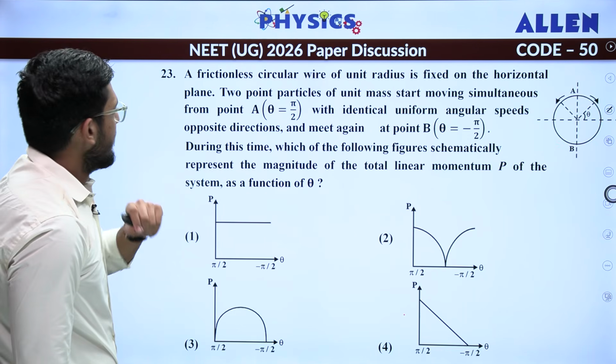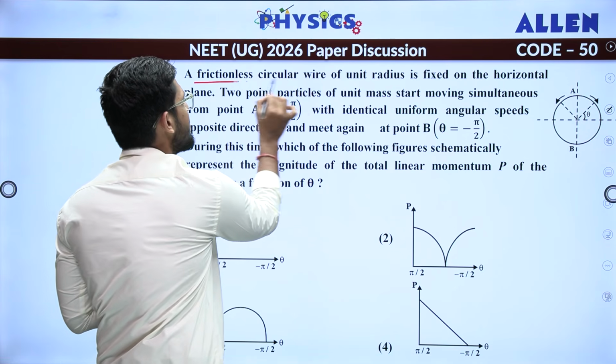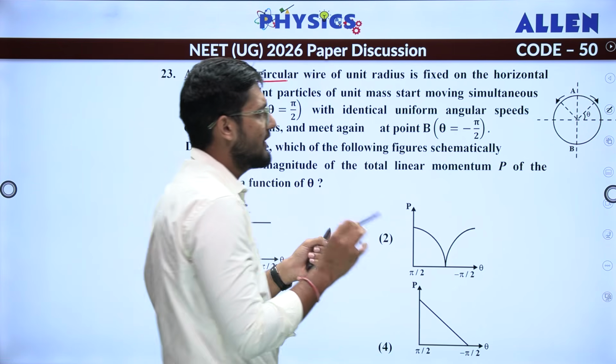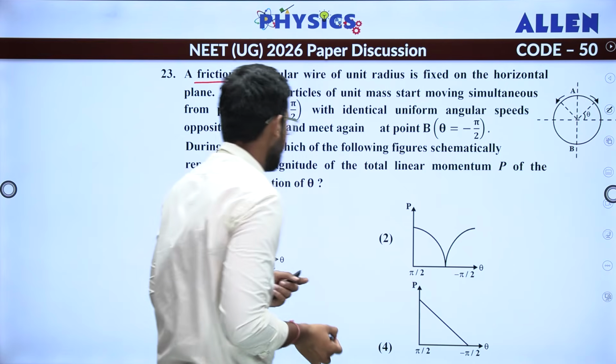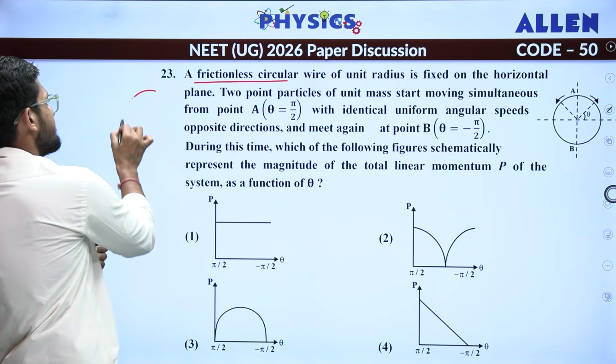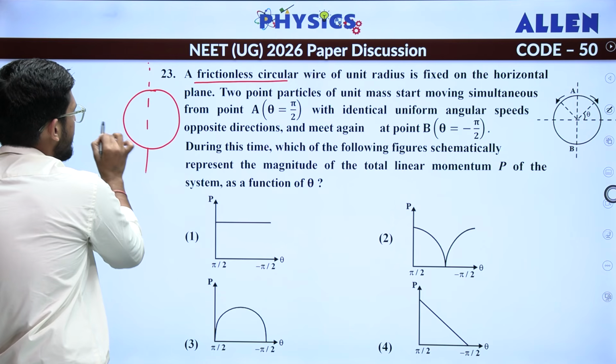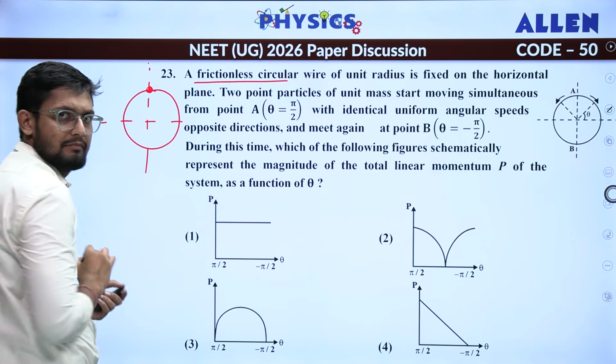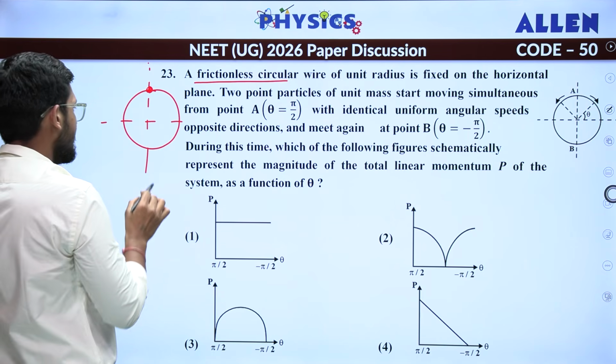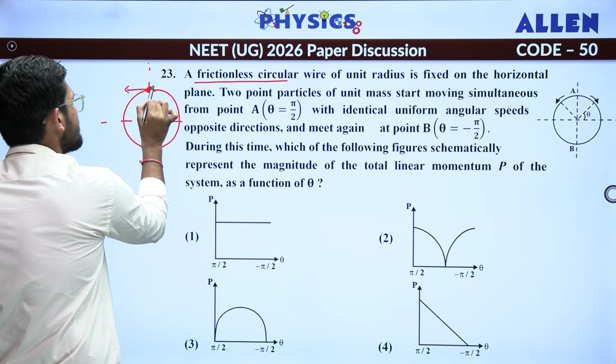Now, this question: you have a frictionless circular wire. So that means there is no friction over this wire, right? So the wire is like this. And two particles are there which start from this point. Correct. They start from this point and they move like this.